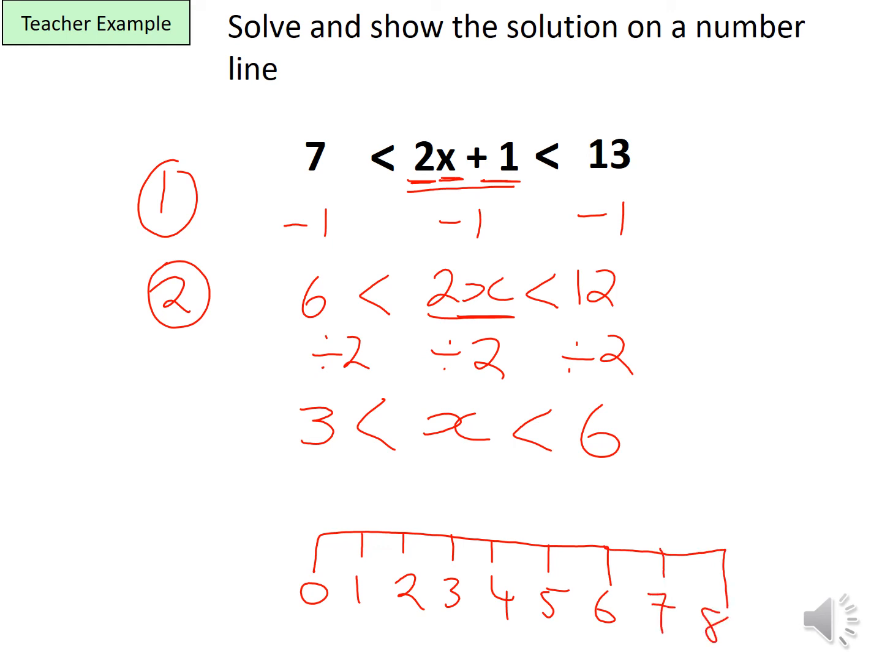My two numbers are at 3 and 6, and because they are not equal to on any of these inequalities here, I'm not going to fill in the circles. So it's just going to be like this here.